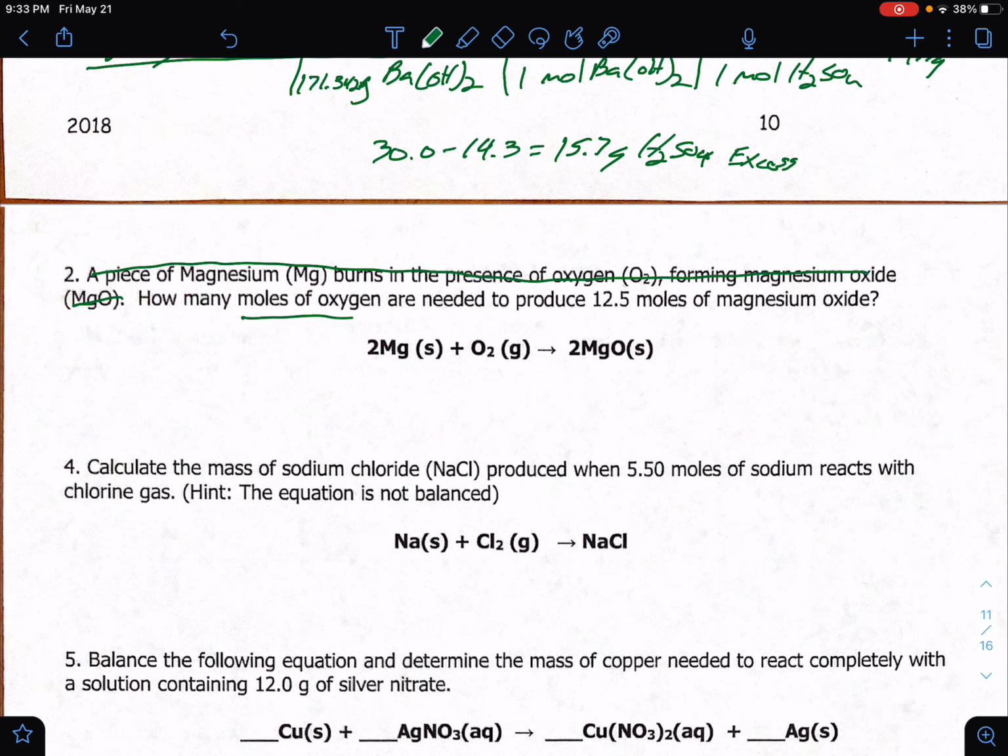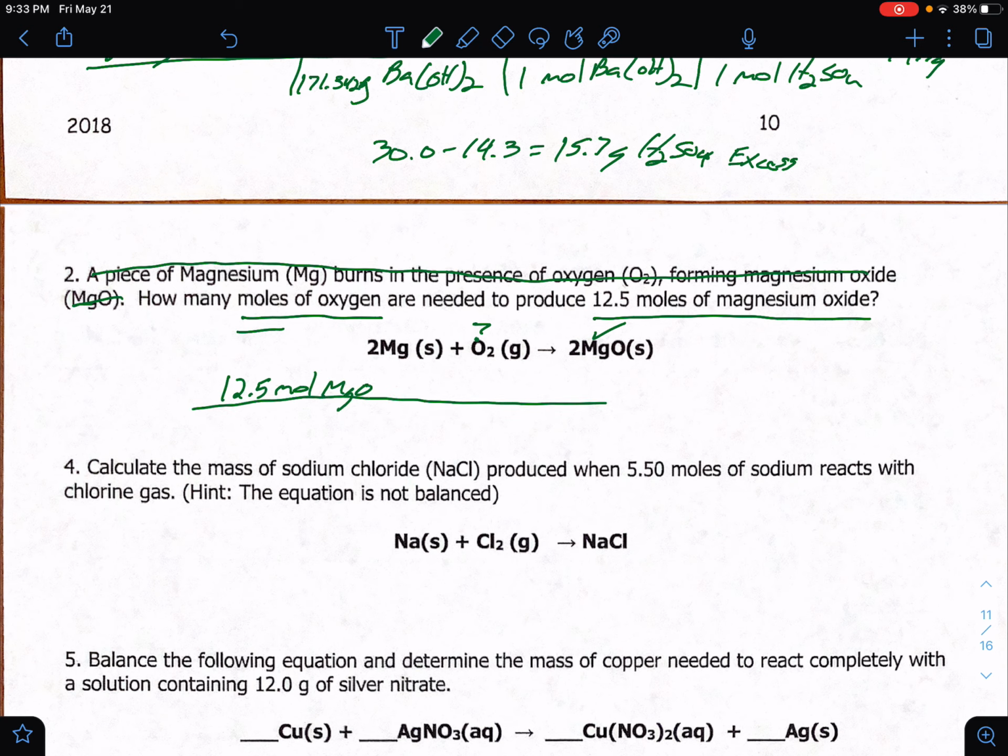So it's asking for moles of oxygen, so I'm looking for this. And I was given 12.5 moles of magnesium oxide. Okay, so that was what I was given. So I'm going to start off with what I'm given: 12.5 moles of magnesium oxide, which is MgO.